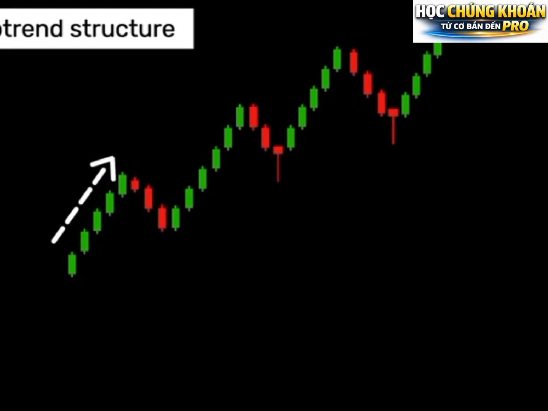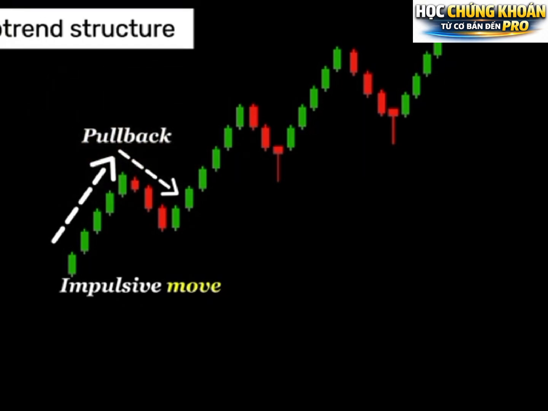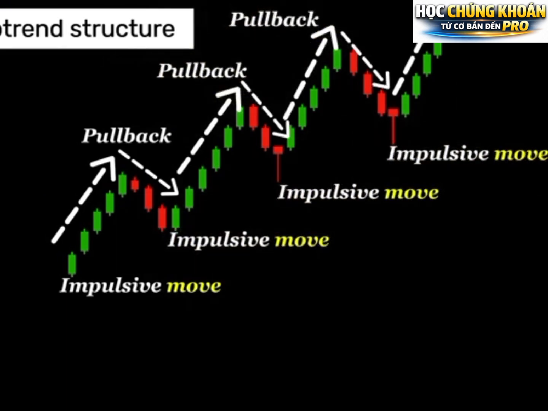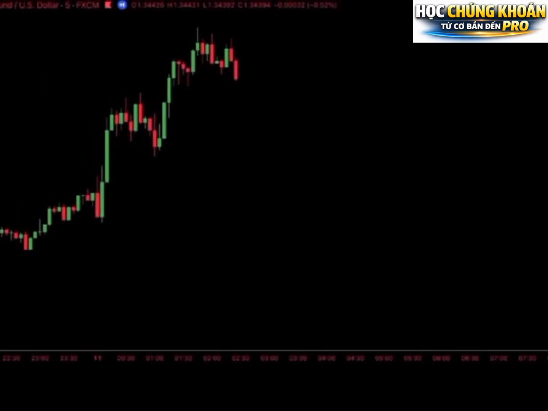First, we have a move upward, where buyers are actively pushing the price higher. This move is called the impulsive move. It reflects strength in the market, because buyers are dominating sellers and driving the price up. Then, after this move, the market does not continue going up immediately. Instead, it starts to move down slightly. This happens because some buyers begin to take profits. As they close their positions, the price temporarily pulls back. This movement is called a pullback, or a retracement. So in an uptrend, the market is constantly alternating between these two phases, an impulsive move upward followed by a pullback. Now let's look at a chart to understand this better.